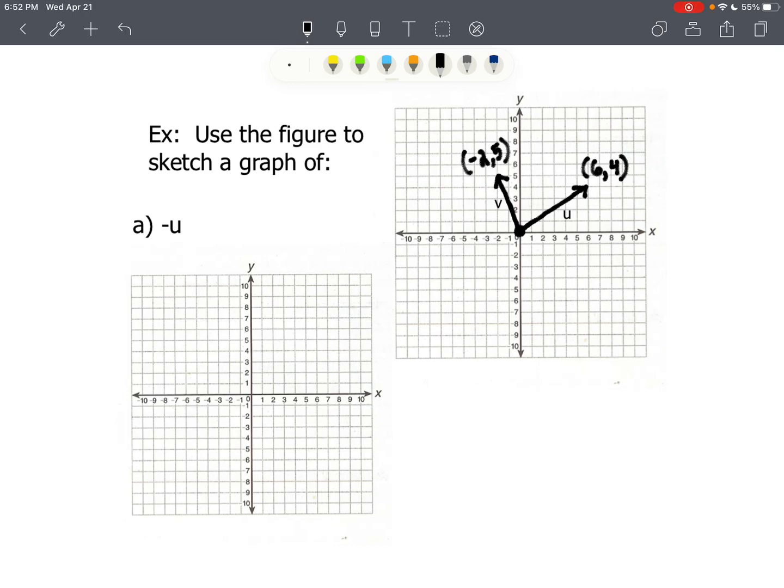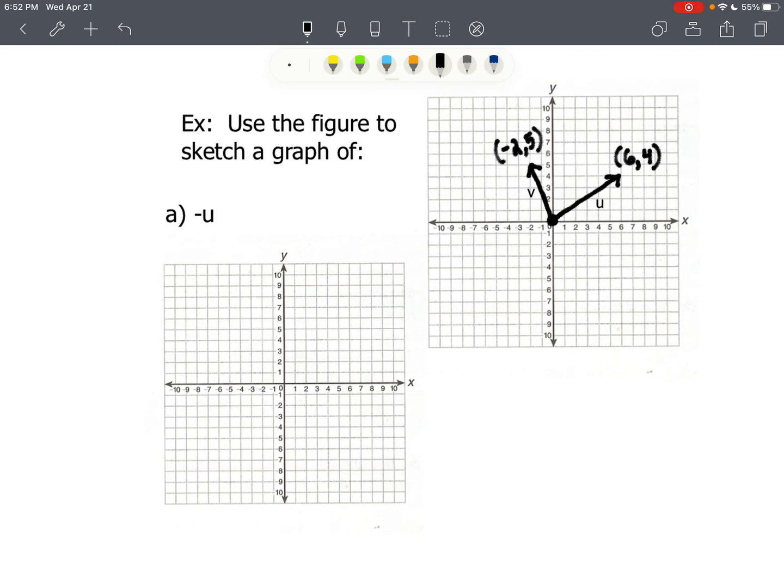The first sketch that we're going to make is the sketch of -u. Now, -u, or the opposite of u, however you want to say that is fine. What you need to understand is that this negative here does not affect the magnitude. This affects the direction. So the direction changes by exactly 180 degrees.